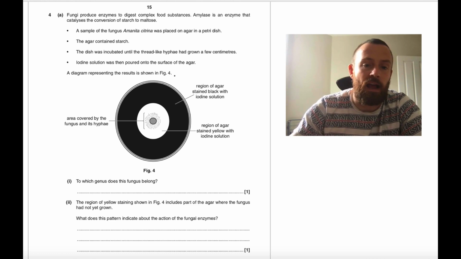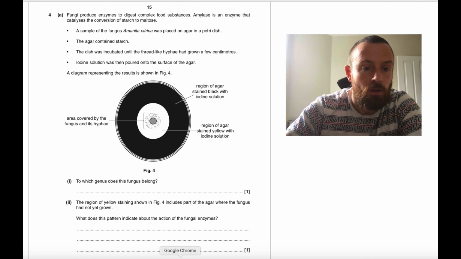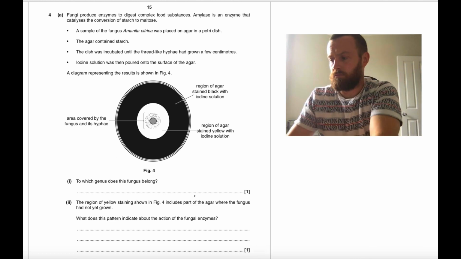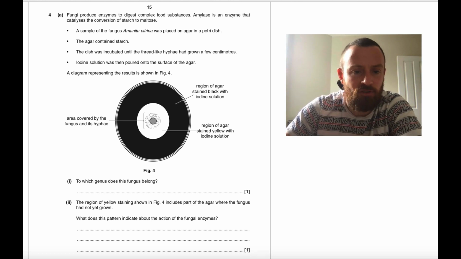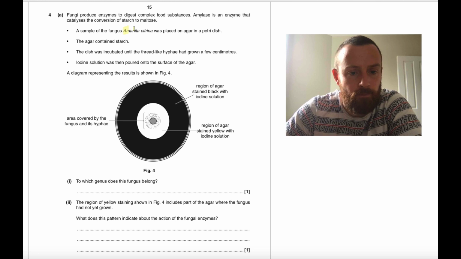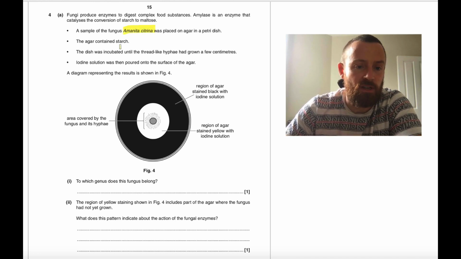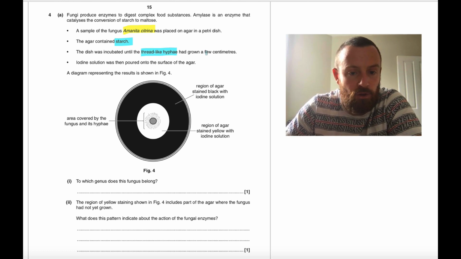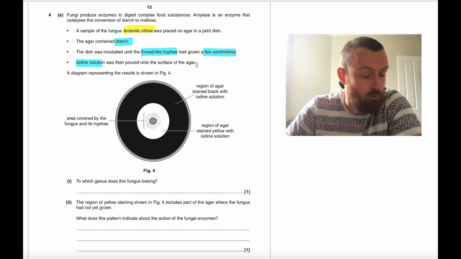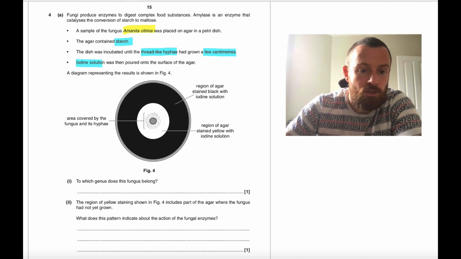So here we have a fungus, which is called Amanita citrina, placed in the petri dish. The petri dish contains starch. We've got the thread-like hyphae growing out a few centimeters. Then we use iodine solution to test for the presence of starch.